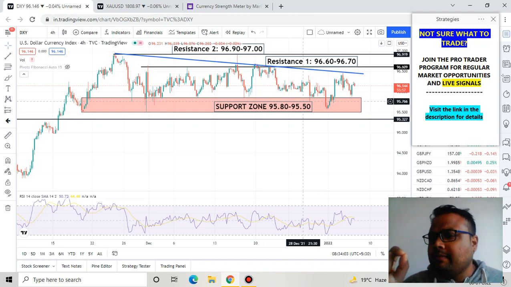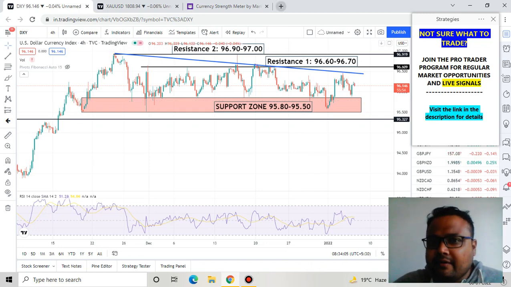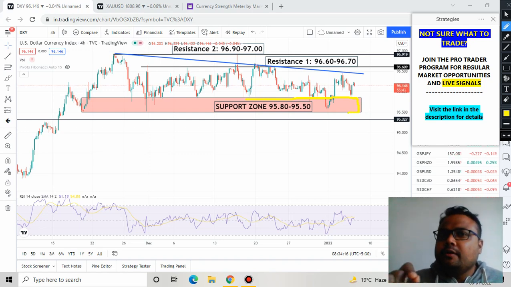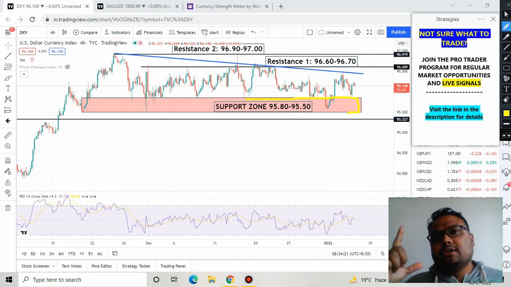Just keep in mind, if it goes down, then we have a support at 95.80 to 95.50. This is a very strong support zone for DXY. If it comes down to this level, definitely there will be a good reversal. There's a good possibility of DXY reversing from this particular level.